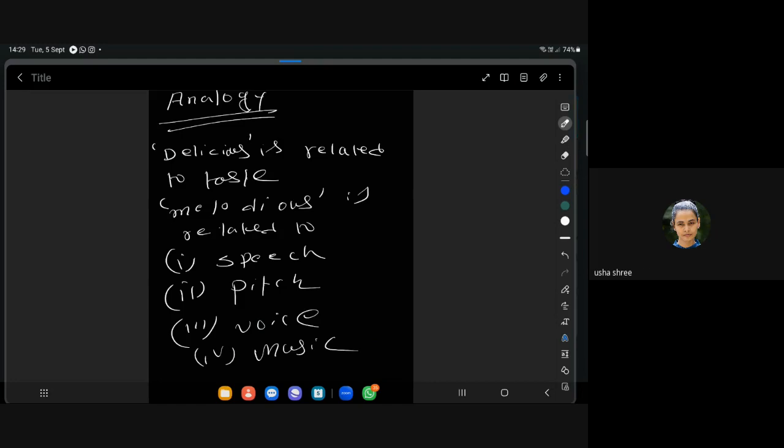So, in analogy, you have seen that they will give you one relationship. They will give you two words and establish a relationship between these two. Using their hint only, you have to find out the relationship of the word they will give you. Like in this question, they have said that delicious is related to taste. Then melodious is related to which of the following words? So obviously it is related to, sorry, voice. Okay.